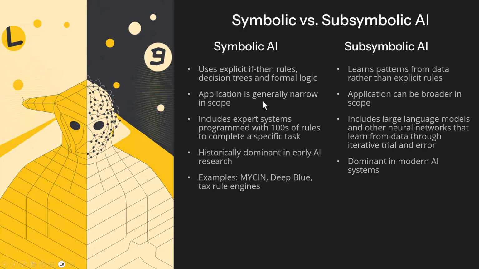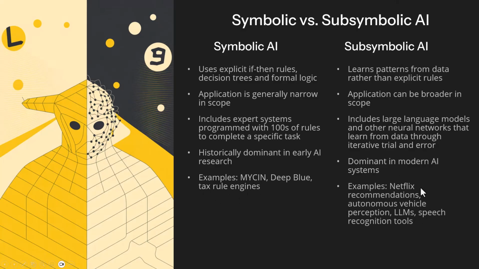So here are some examples of symbolic AI. I already mentioned MYCIN. That stands for the Mycology Consultant for Infectious Diseases. Basically, hundreds of rules in order to try to diagnose different bacterial infections. Deep Blue was the chess-playing AI that beat Garry Kasparov. There were tax rule engines that would put in all kinds of different rules related to taxes to try to assist people with filling in their taxes.